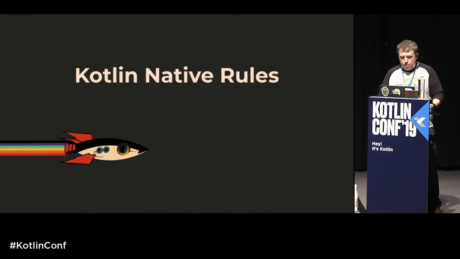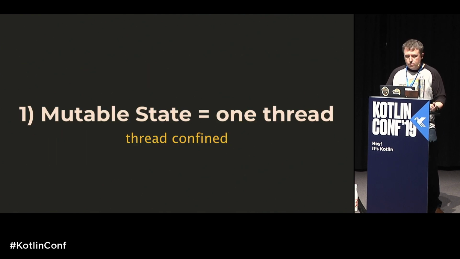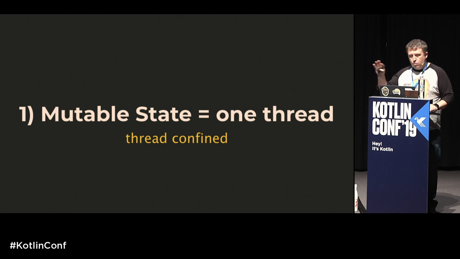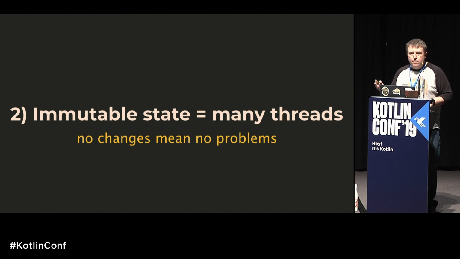So we'll quickly talk about Kotlin Native's rules. The first one is mutable state is visible to one thread only, right? And this is referred to as thread confinement. If you're a mobile developer, you already know what this is because you're not allowed to change the UI from a background thread, right? It's self-imposed thread confinement. Kotlin Native is doing it in a more formal fashion. And two, immutable state means you can do many threads, right? No changes, no problems.